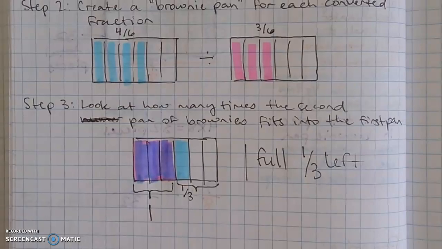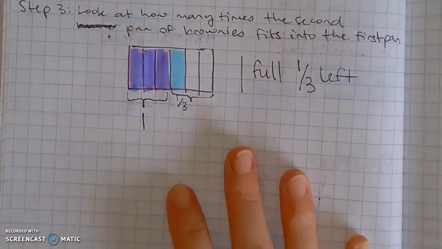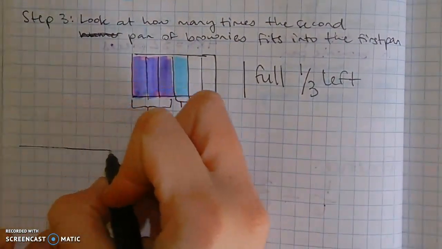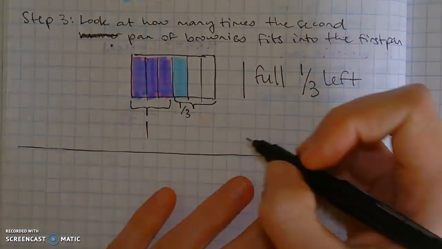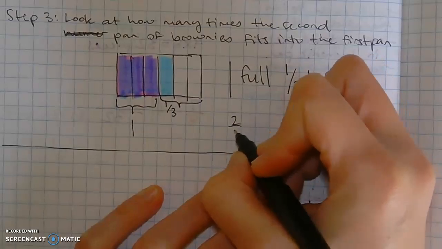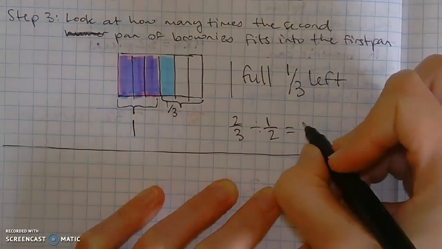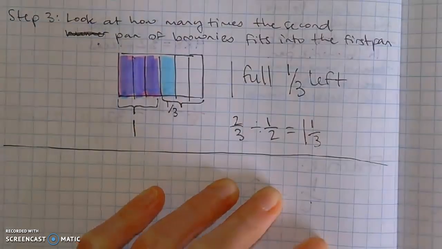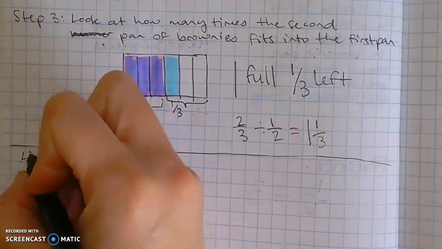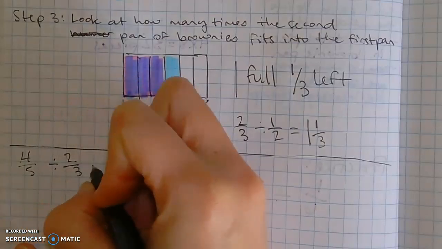Okay. I'm going to do another quick practice problem because I think sometimes that can be confusing. So let's do our practice down here. Let me write this problem out so you can see the full thing. So we could say 2/3 divided by 1/2 equals 1 1/3. Okay. So let's do a new problem. We're going to do 4/5 divided by 2/3.